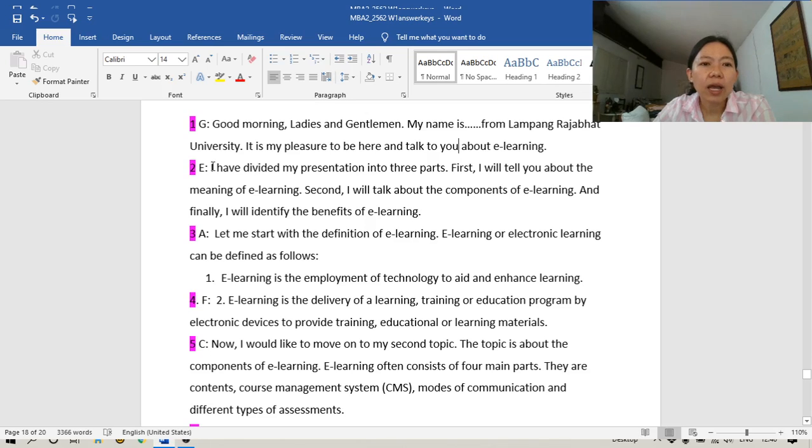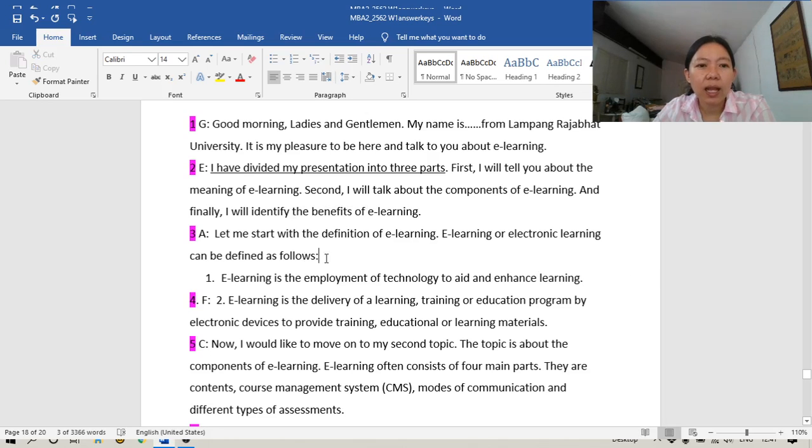And then, I have divided my presentation into 3 parts. This sentence is used to outline, to structure the presentation. So you said there will be 3 parts in your presentation. First, you would like to talk about the meaning of e-learning. And then you will talk about the components of e-learning. And finally, you will talk about the benefits of e-learning.